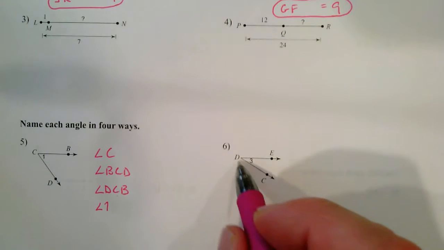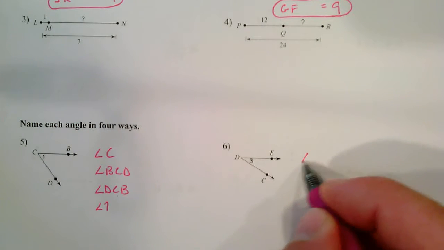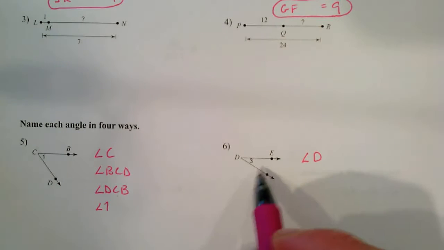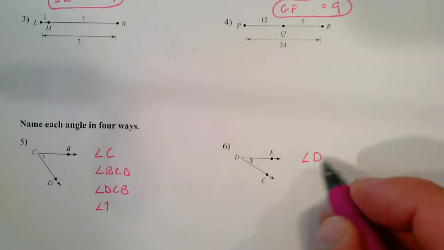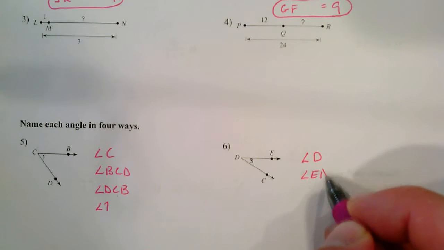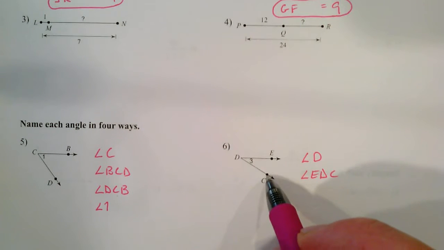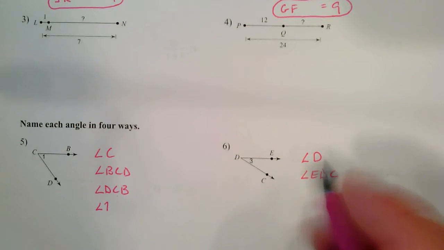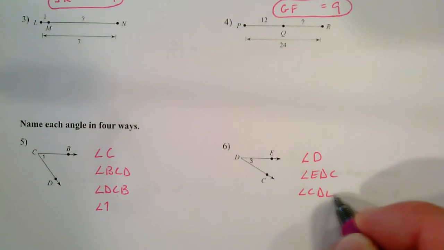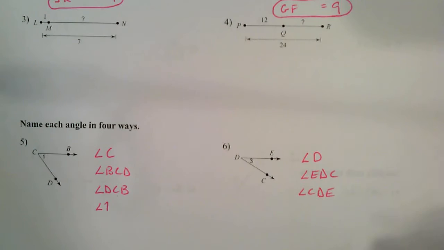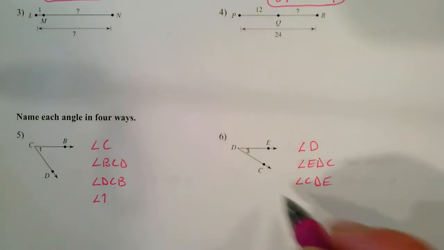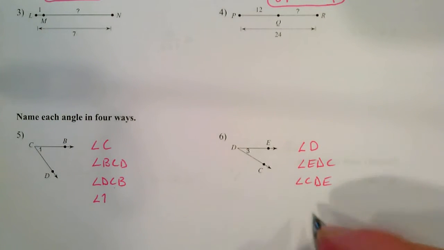Next door here, we could call this angle D. Remember that little symbol means angle. Or we could call it angle EDC, using the wraparound method, or we go the other direction and call it angle CDE. Notice in both cases, the vertex is in the middle. All right, so with the small 3 in the middle, we could also call it angle 3. And I'll leave the last 2 angle names up to you.